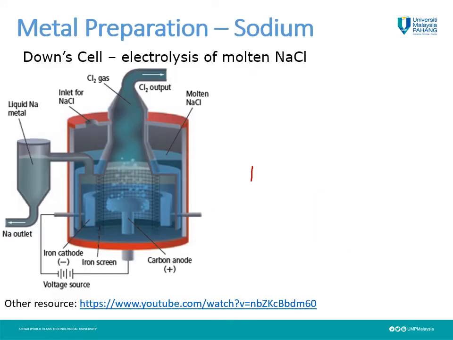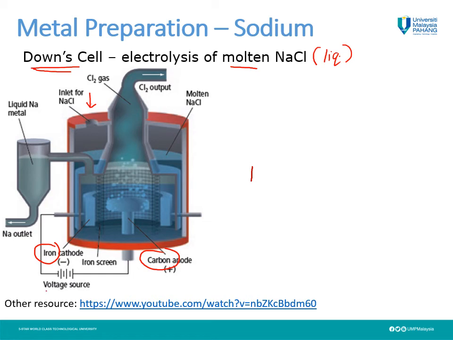The typical preparation of metals in group 1 is by electrolysis. So in this part, we will discuss sodium preparation by electrolysis of molten sodium chloride. The molten sodium chloride is in liquid state, and the reactor is called the Downs cell. In the reactor, we have the inlet for sodium chloride. We have the positive electrode, carbon anode, and the negative electrode, iron cathode.